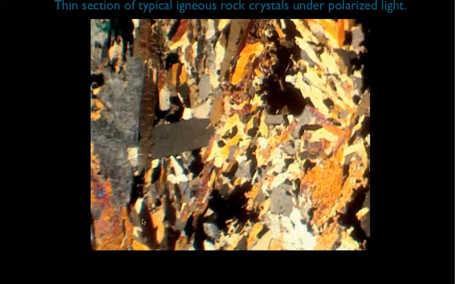This is what happens when you take a piece of granite, you grind it down until light can shine through it. You can really do this. Stick that thin section onto a microscope slide and then name it a thin section and shine polarized light through it. You see all the crystals in there. That's a typical igneous rock.